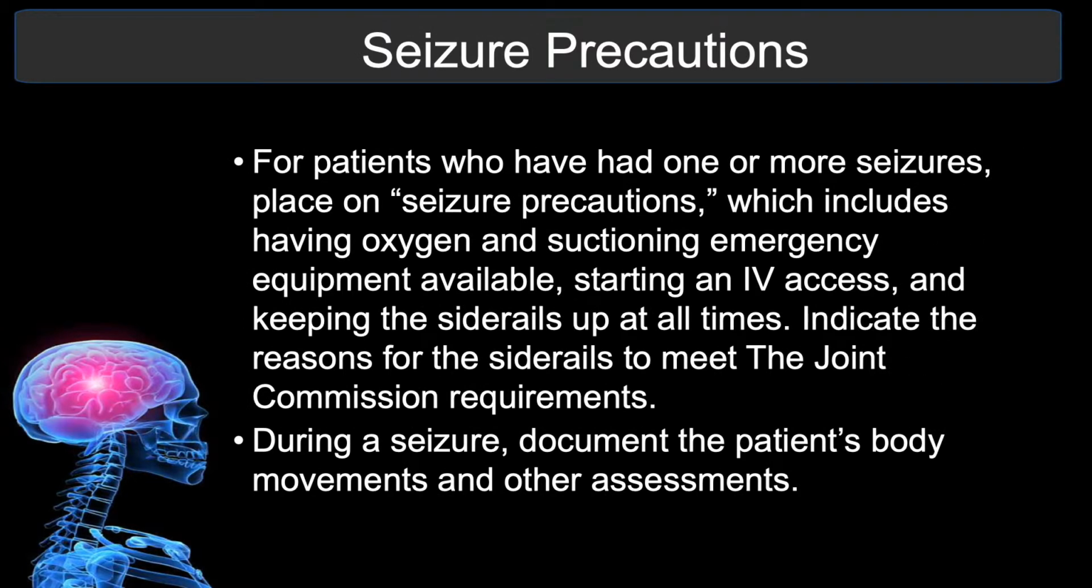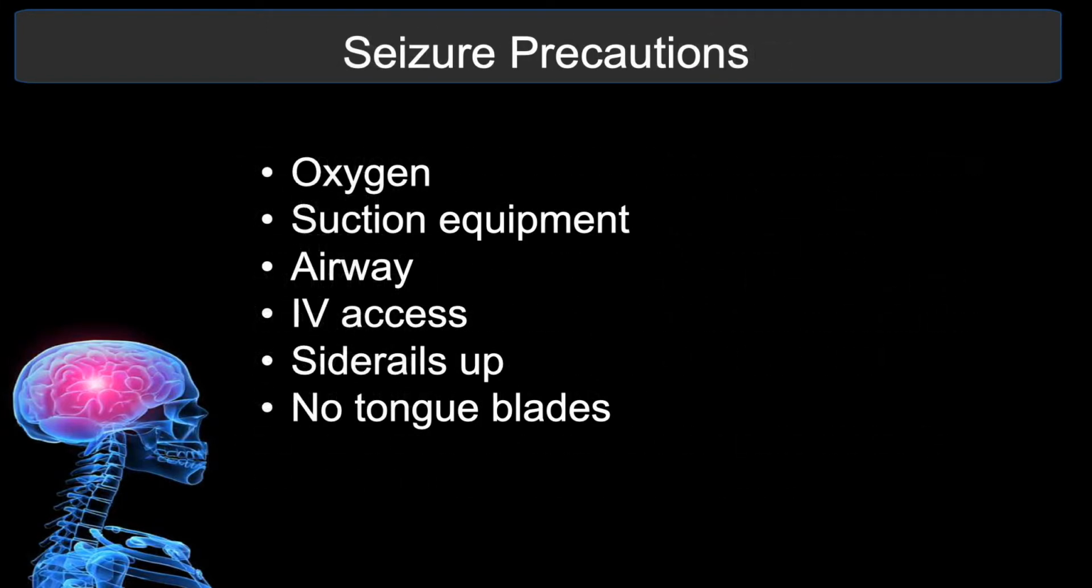Continuing with safety interventions, for patients who've had one or more seizures, you should have them placed on seizure precautions. These precautions include having oxygen and suctioning emergency equipment available, being able to have IV access by starting an IV, and keeping the side rails up at all times. You should indicate the reasons for the side rails to meet the Joint Commission requirements. During a seizure, document the patient's body movement and other assessments.